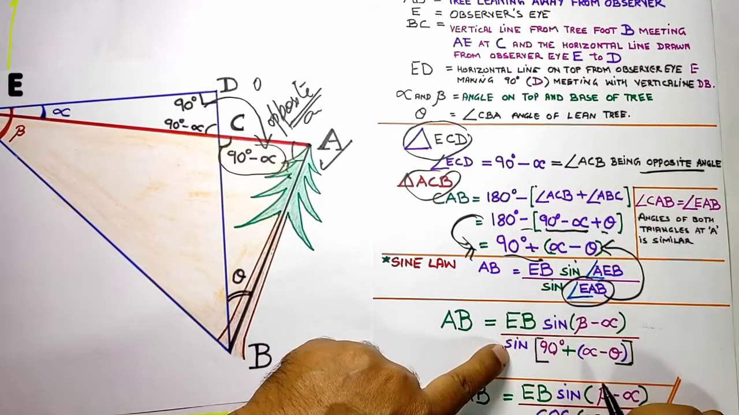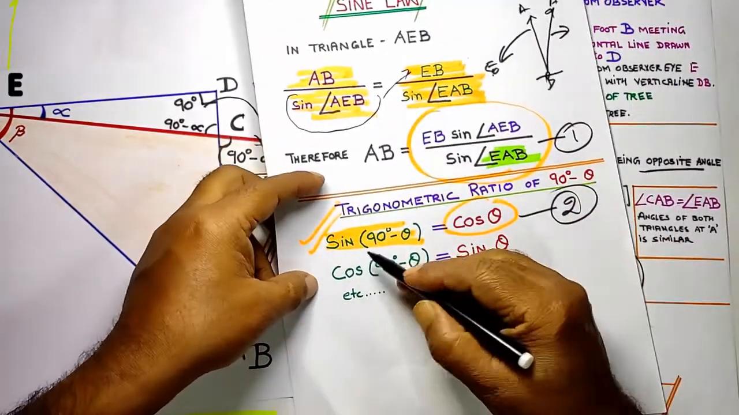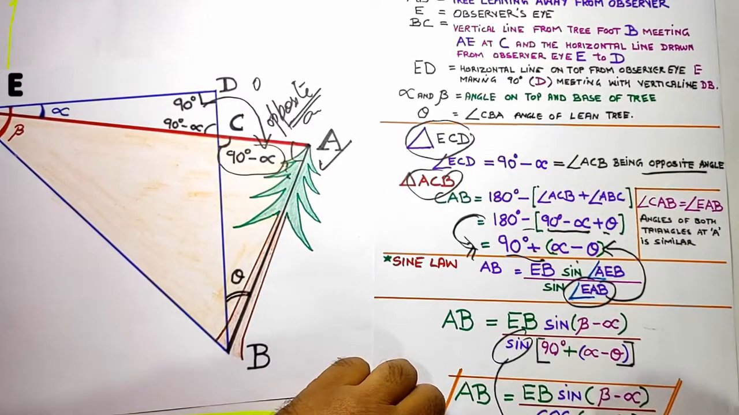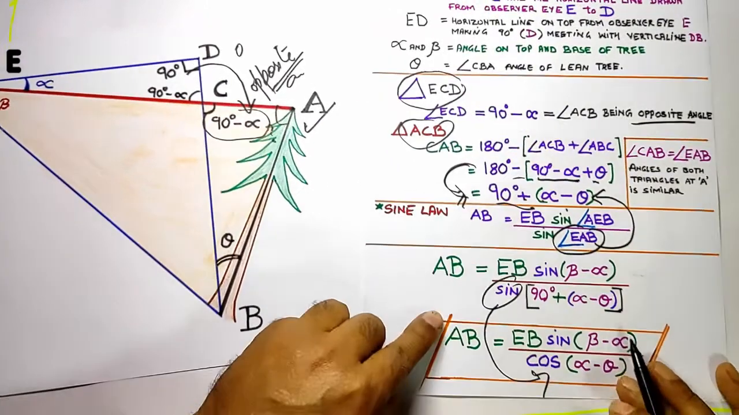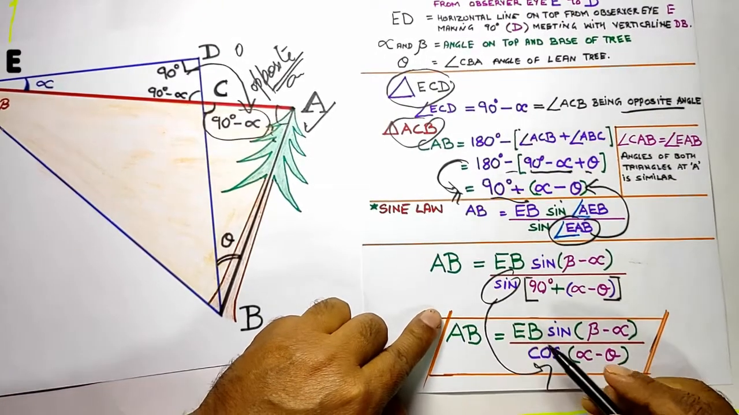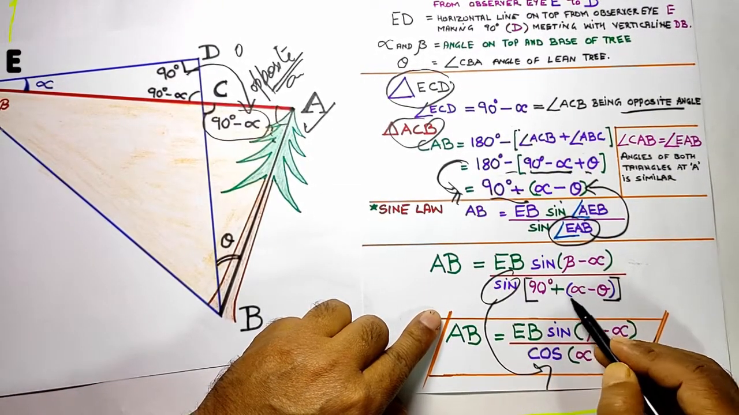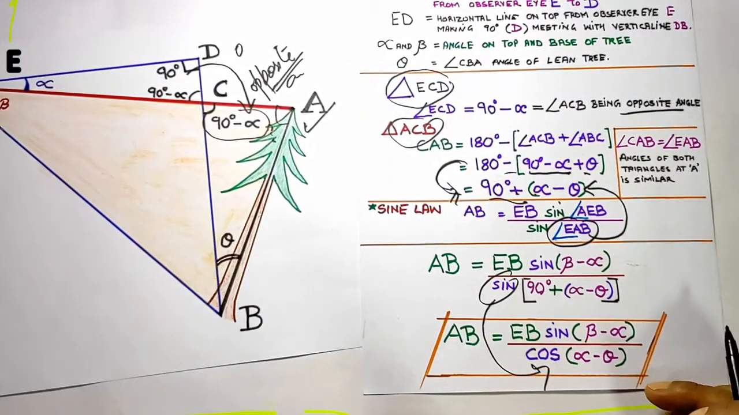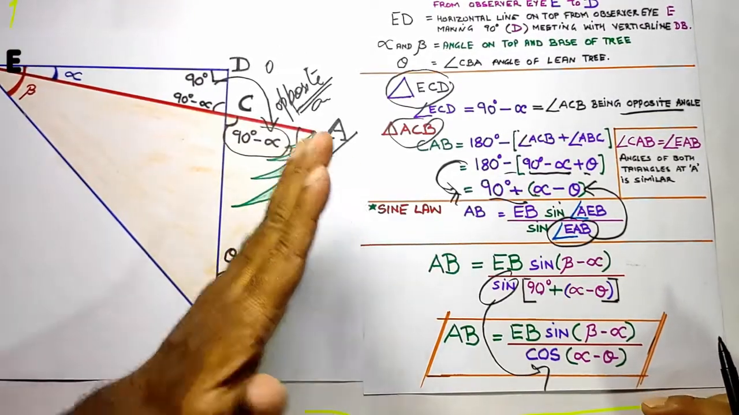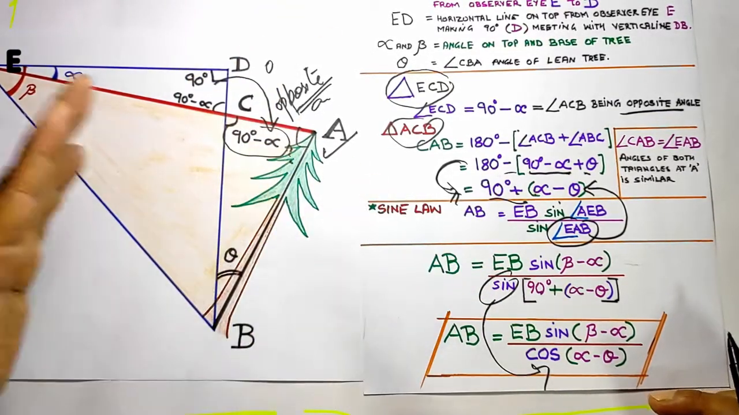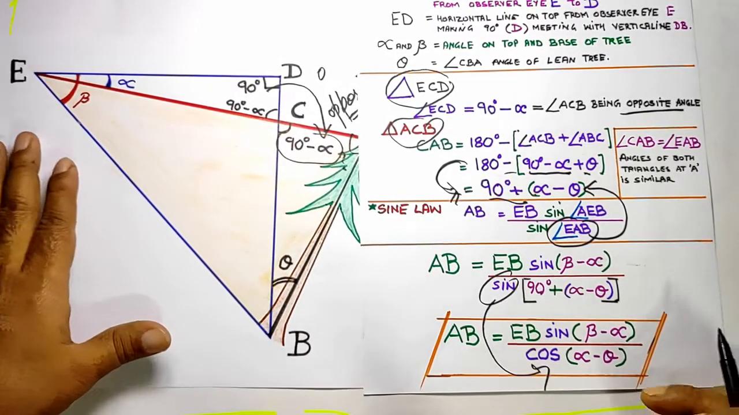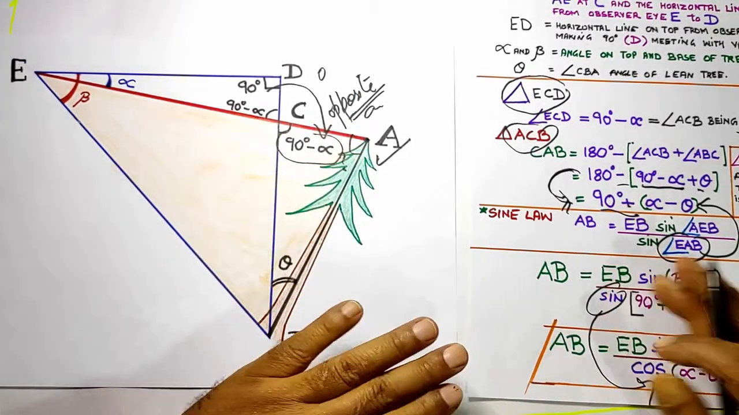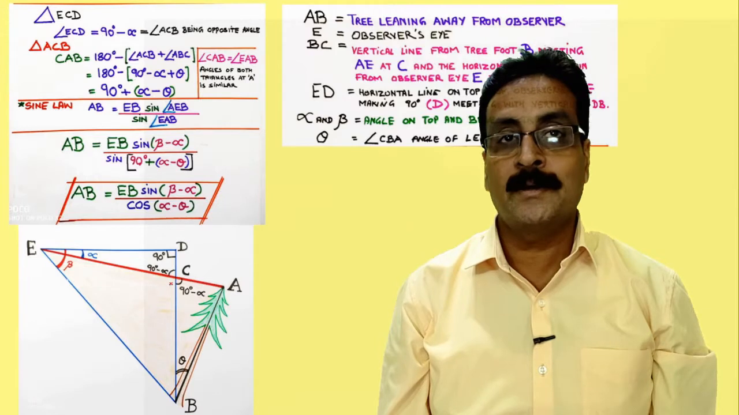Now this sine will become cos, by the trigonometric ratio. Sine of 90 minus theta is equal to cos theta. So this sine will become this cos here, and this way this is the final formula. So this way we can calculate the height of a tree when the tree is leaning away from the observer, and the observer is at a height where the bottom and the top of the tree are below the observer. We have gone through that calculation.